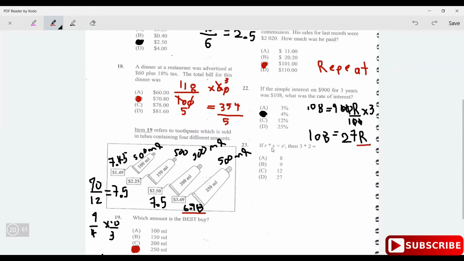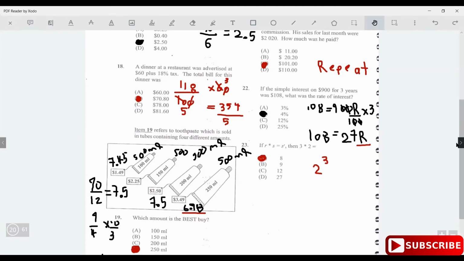If R star S is equal to S to the R, then what is 3 star 2? Now R star S is S to the R, and in this case our R is 3 and our S is 2. So S is 2, R is 3, so it's 2 cubed, which is 8. Easy question. Moving right along.